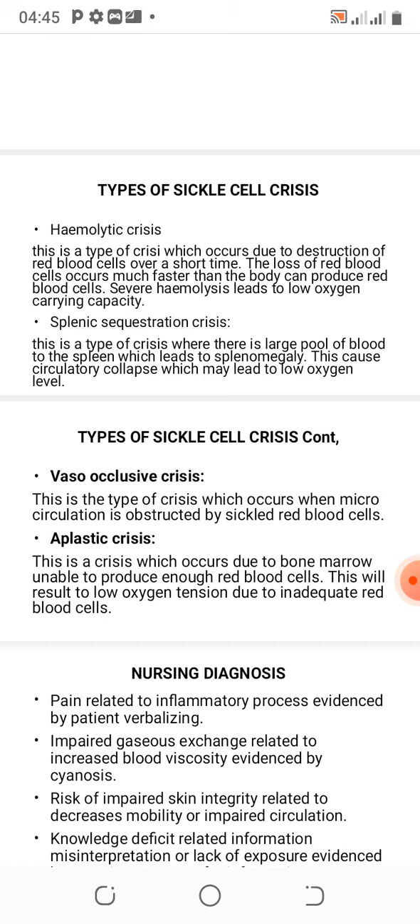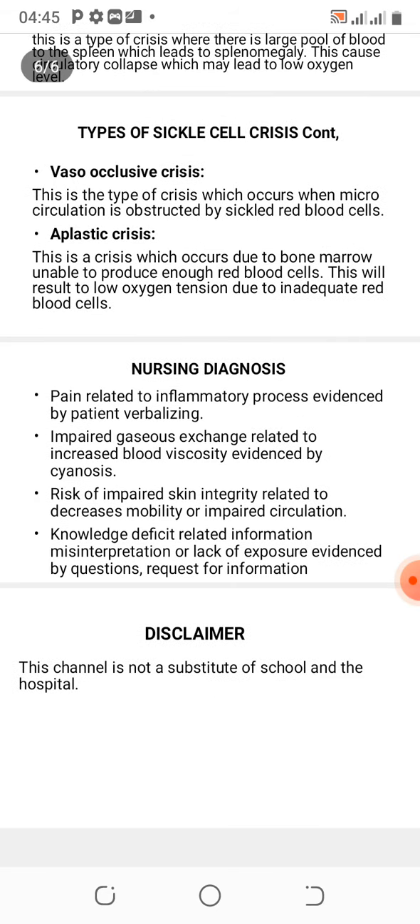Now here are some of the nursing diagnoses that can be used in a patient with sickle cell anemia. There will be a problem of pain. So we say pain related to inflammatory process evidenced by patient verbalizing. The patient may verbalize pain, or the patient may be crying. And you say impaired gaseous exchange related to increased blood viscosity evidenced by cyanosis or evidenced by low oxygen saturation.